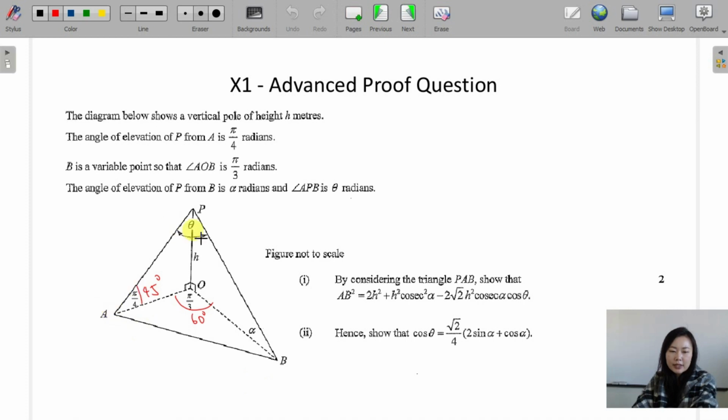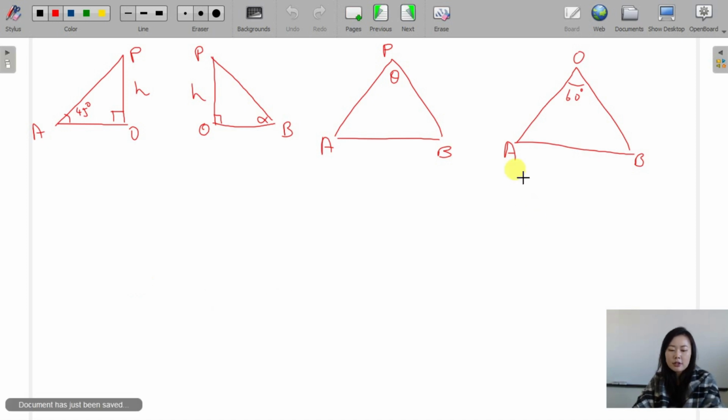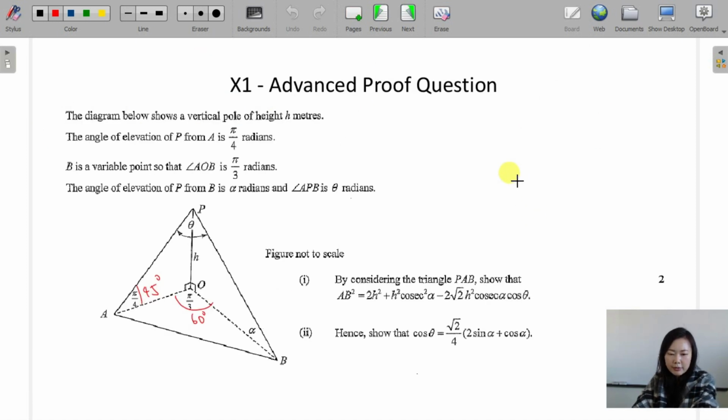APB is that one with the theta angle, that one there. And the bottom one, AOB, has a 60-degree angle. All right, so let's have a look at what we need to prove here. We need to find AB, or show AB squared is that.